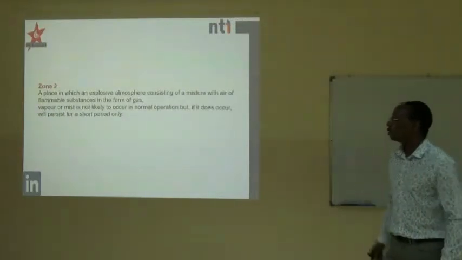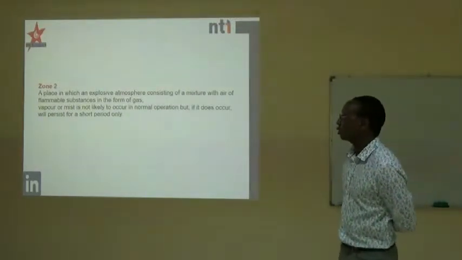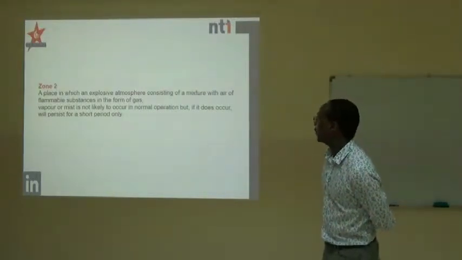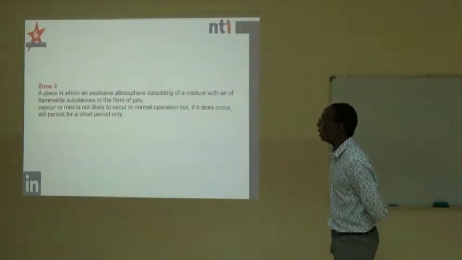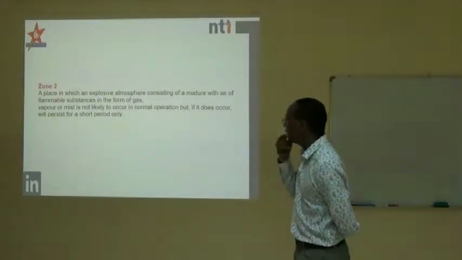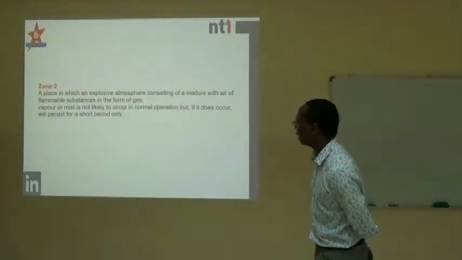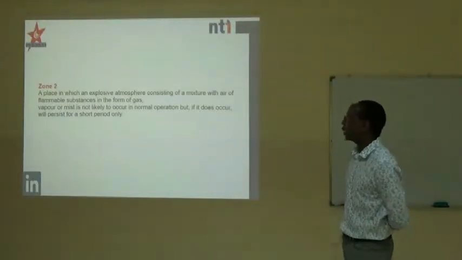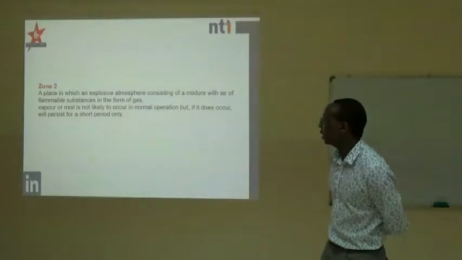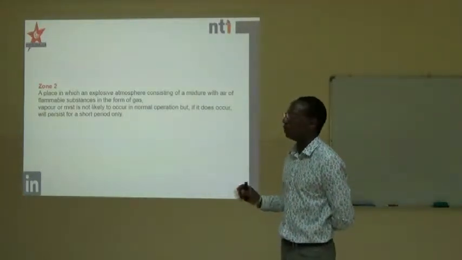Right, let's move on to zone 2. Zone 2: a place in which an explosive atmosphere consisting of a mixture with air of flammable substance in the form of a gas, vapor or mist is not likely to occur. So the key words: not likely to occur in normal operation, but if it does occur, it will persist for a short period only.